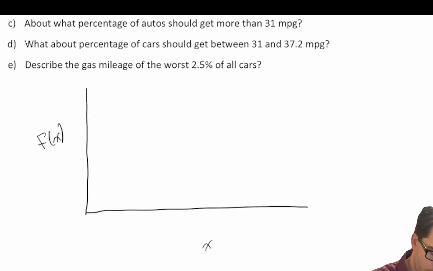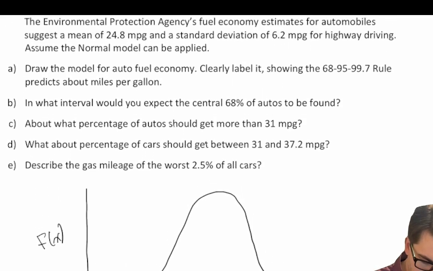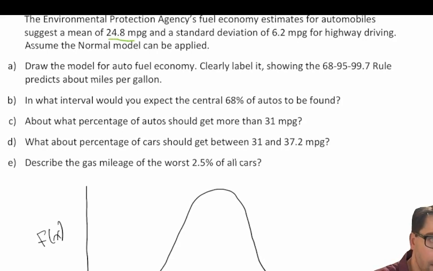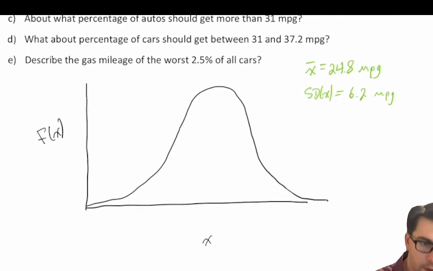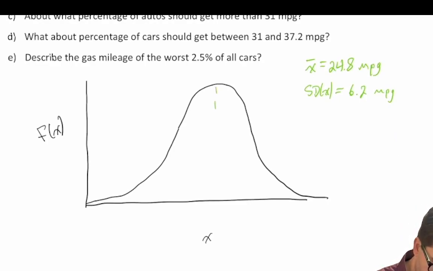And then we're going to draw our normal distribution. It looks like this. And then what are we given in the question? Well, we're told that we have a mean of 24.8 miles per gallon and a standard deviation of 6.2. So let's just write these right here. So x bar is equal to 24.8 miles per gallon, and our standard deviation is equal to 6.2 miles per gallon. Okay, so in our normal distribution, we know that we're centered about our mean, so we're going to say that this is about center.